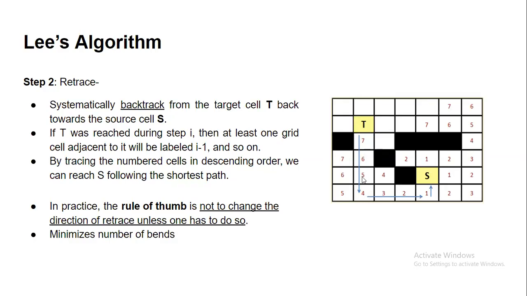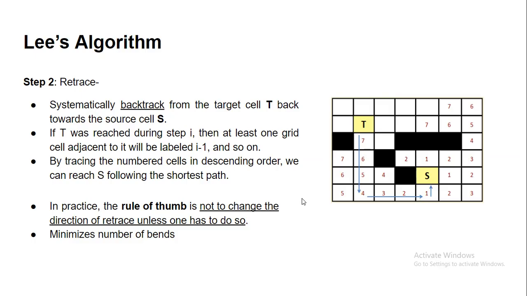Now why actually didn't we bend here? Because bending means complexity and we don't want our system to be more complex. That's why also there are some signal delaying things. We will not discuss it in detail here, but we have to actually follow the rule of thumb. Okay. So this is the retrace step.